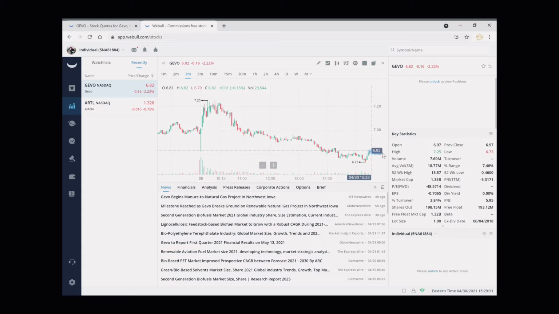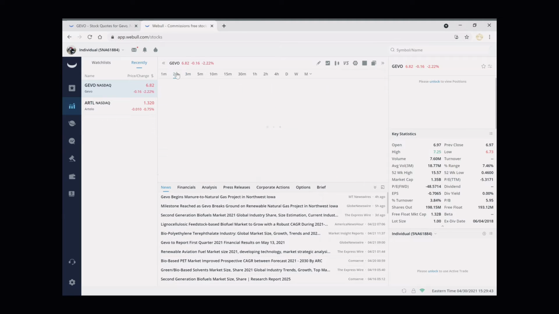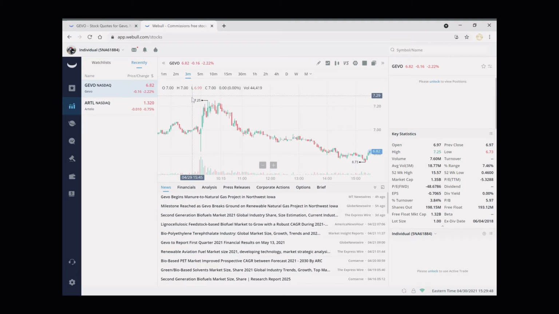But to better solidify my entry, I'd love to use right here the 3-month and 5-month low. If you click on the 3-month chart, boom, right there you would see the highs and the lows of the stock for the past 3 months. Here, current price again is 6.80, and the lowest part of the 3 months is 6.73.